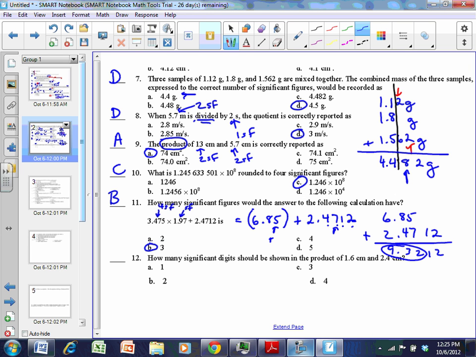All right, how many significant digits should be shown in the product of 1.6 and 2.4? 1.6 centimeters, 2.4 centimeters, 2 sig figs, multiplication, 2 sig figs. Answer better have 2 sig figs. Okay, that one was pretty straightforward. Next one.